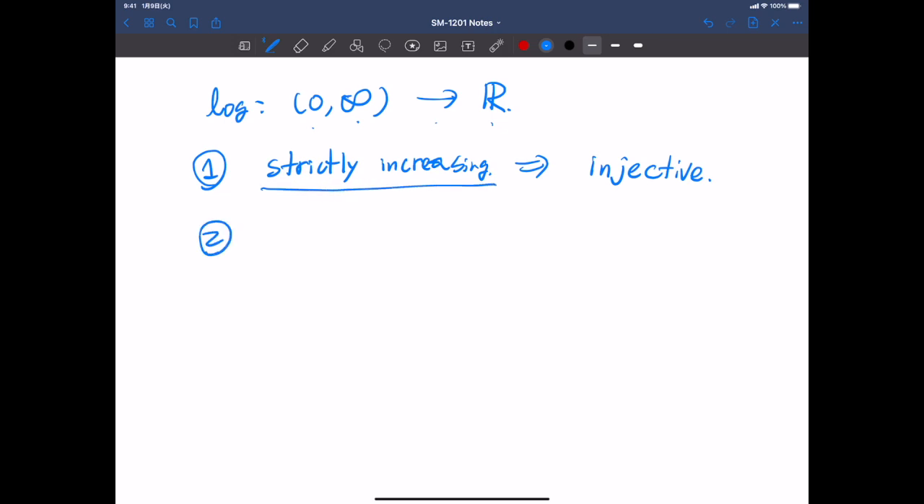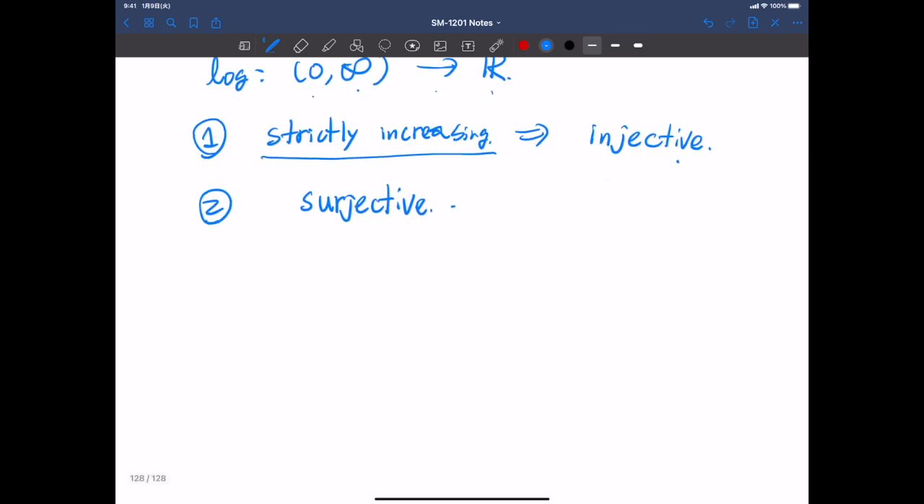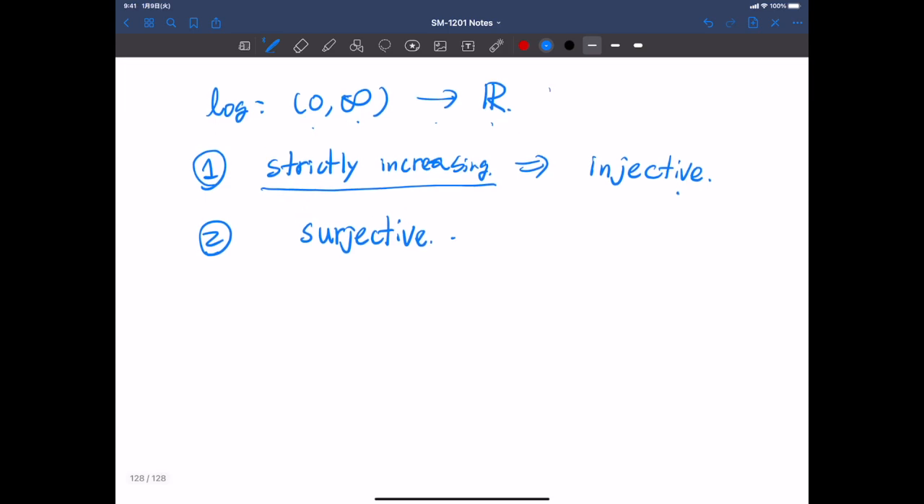Okay, and second, it can take all real values. Now it can take arbitrarily large positive numbers and arbitrarily large negative numbers. So that means this function is surjective. And injective and surjective means it is a bijection. Okay, so this is a bijection.